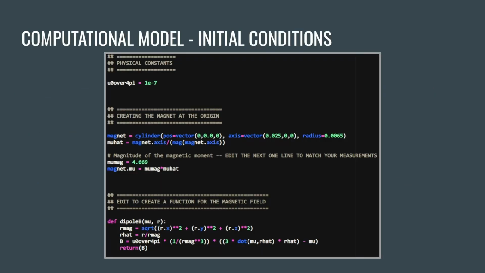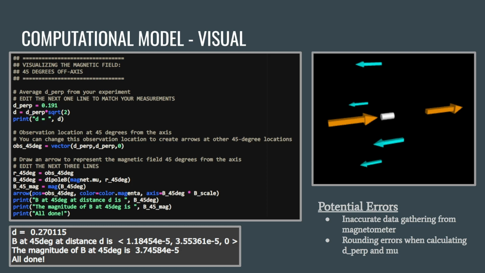Here are the initial conditions for the computational model, where we simply create a function for calculating the dipole moment and plug in the magnetic moment that we found in the last slide for mu mag. Here's the code for the visuals, in which we utilize the d perp found from the spreadsheet calculation earlier to find the distance and magnitude of the magnetic field at our given observation location, and in this case it's at 45 degrees.